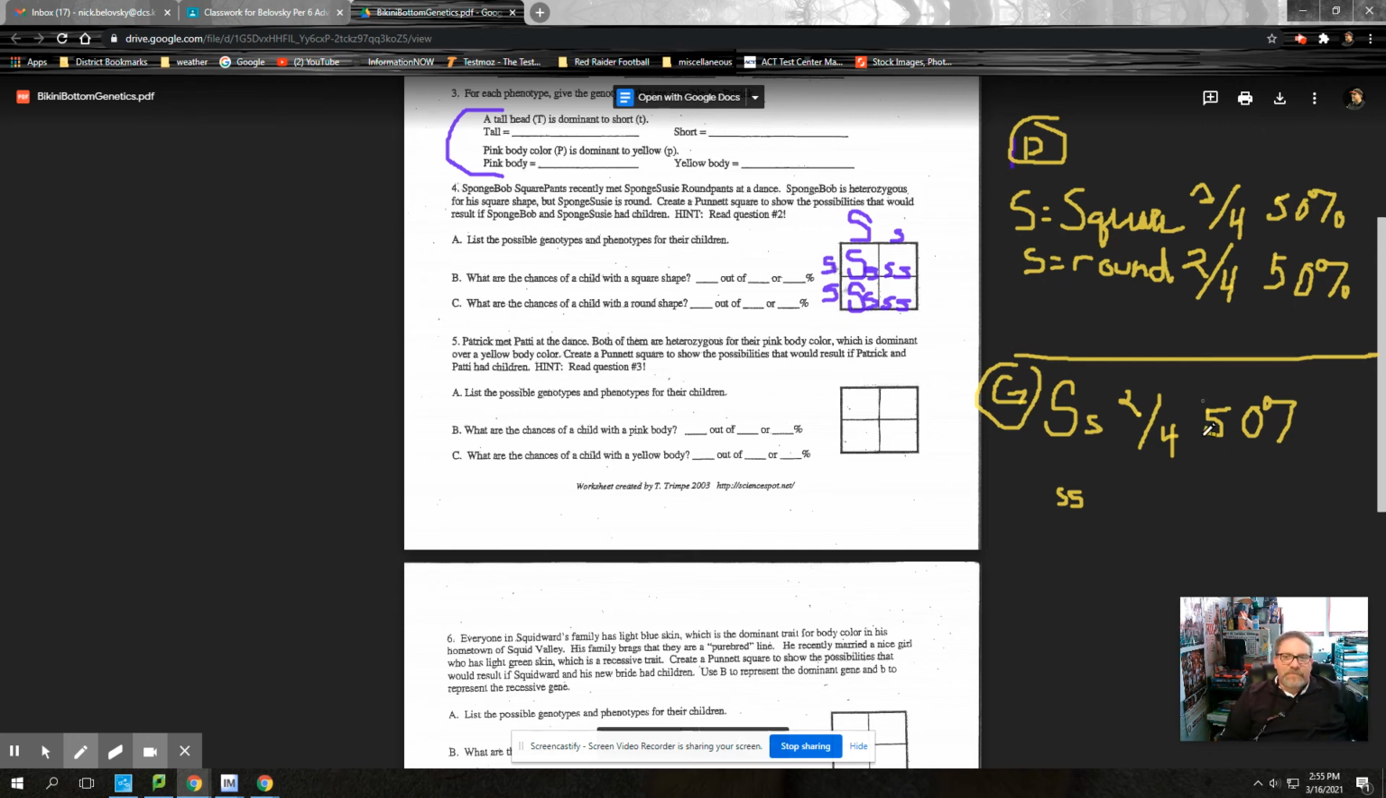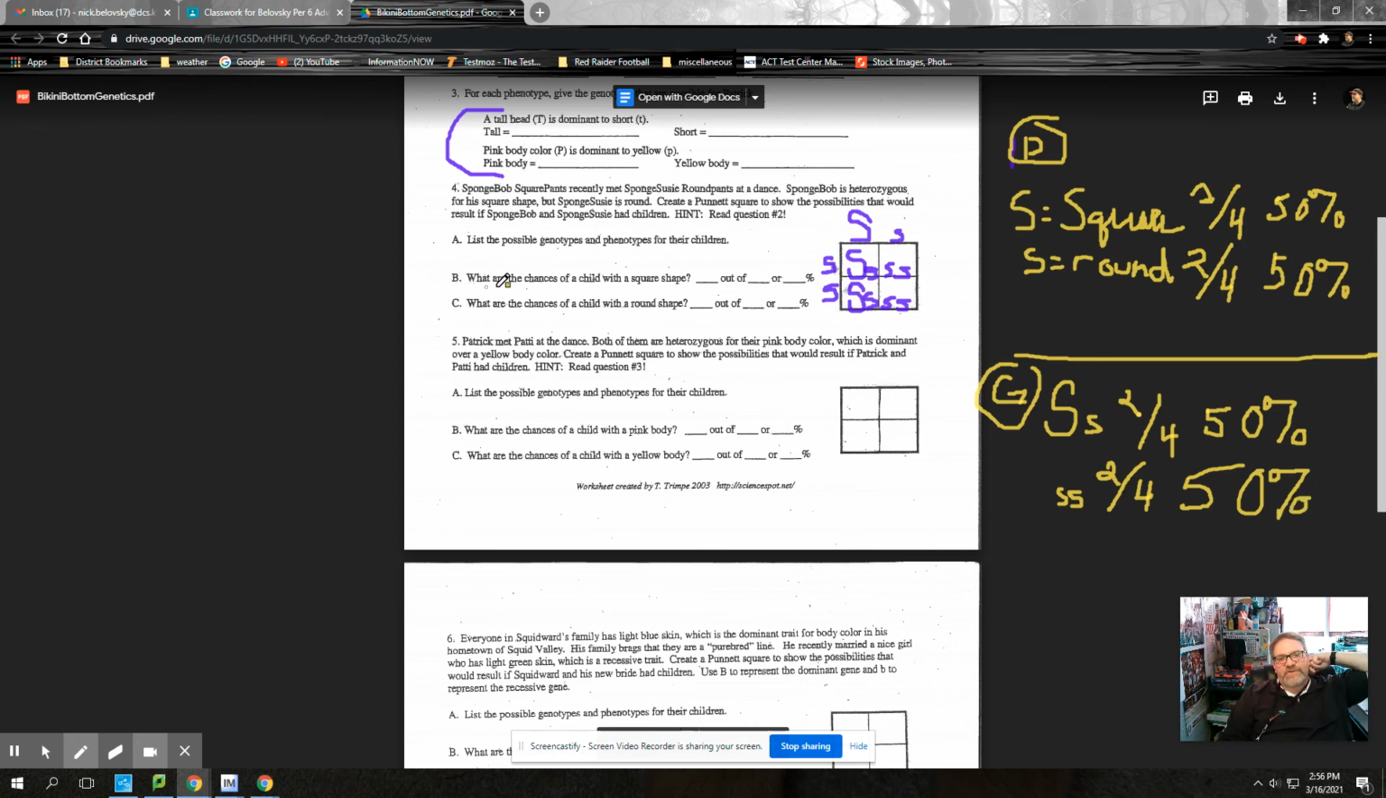All right. So, my 50% looks awful, but I'm doing the best I can. So, big S, little s. There's 2 out of 4 right here. Big S, little s. There's 2 out of 4, which is 50%. Now, little s, little s. Once again, there's 2 over 4, 50 percent.